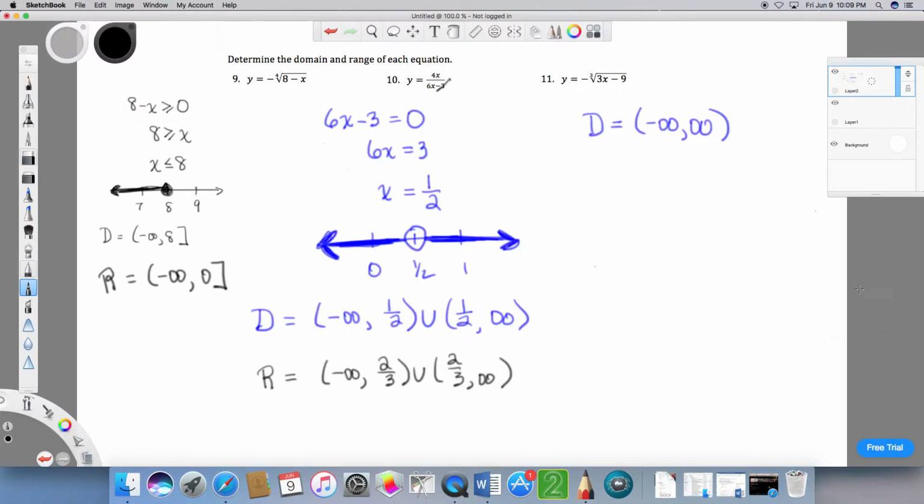All right, so what about the range for this number 11? Well, with it being a cube root, the range is also going to be all real numbers, and that's going to be true of any odd root here. Even the negative sign out there isn't going to affect it. It's going to affect the appearance of the graph, but it's not going to affect the range. So I'm expecting both the domain and range to be all real numbers. Let's go and look at it.